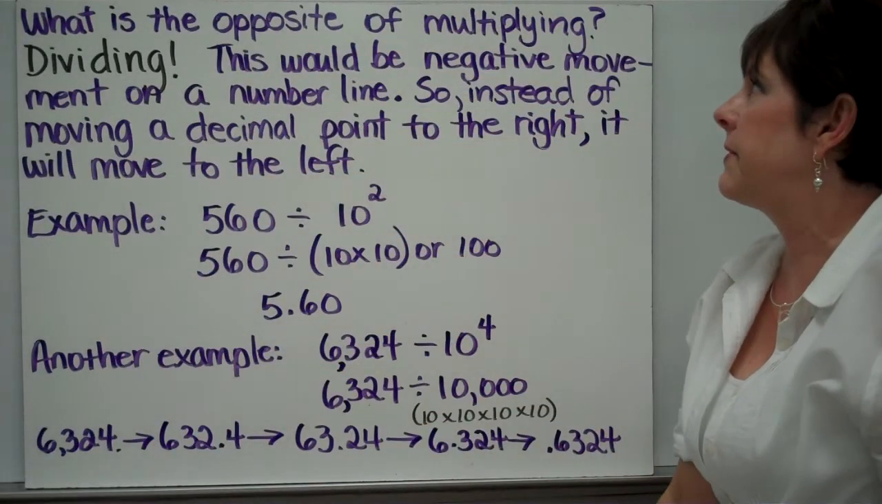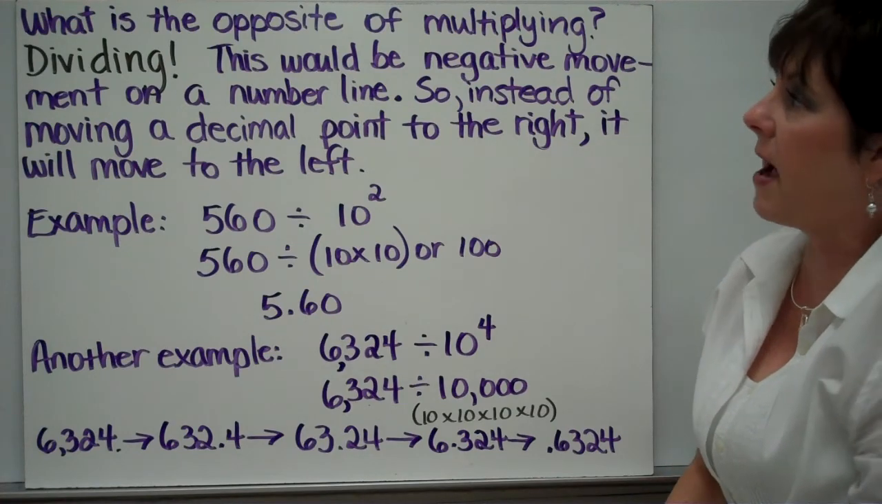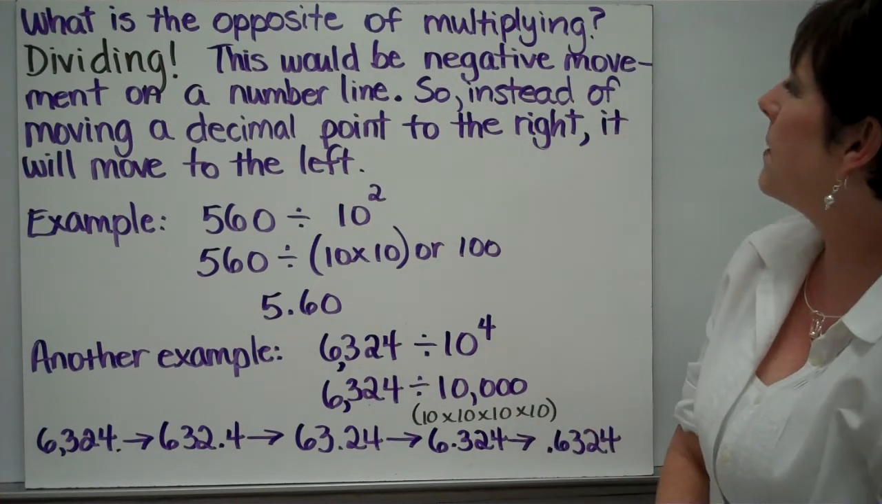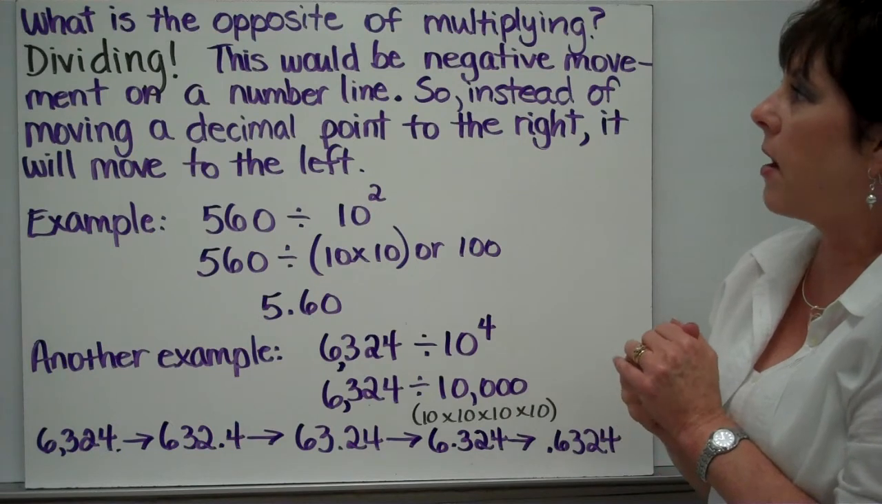Now, what's the opposite of multiplying? Well, it's dividing, of course. This would be negative movement on a number line.